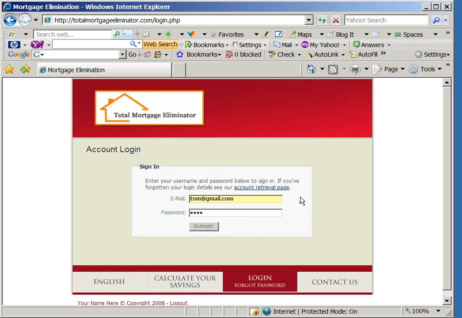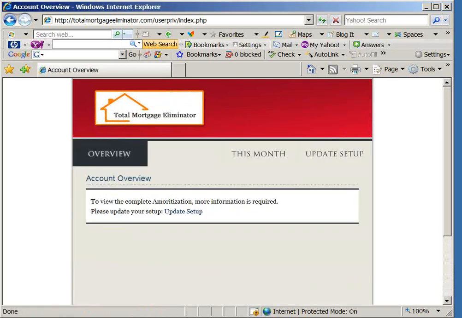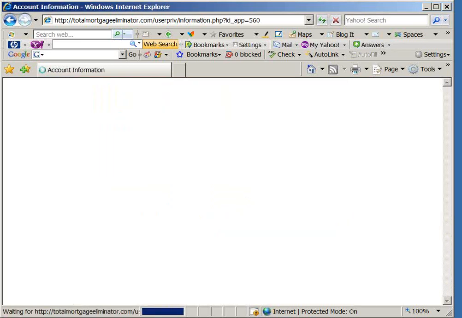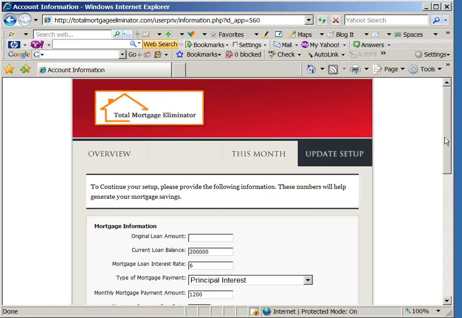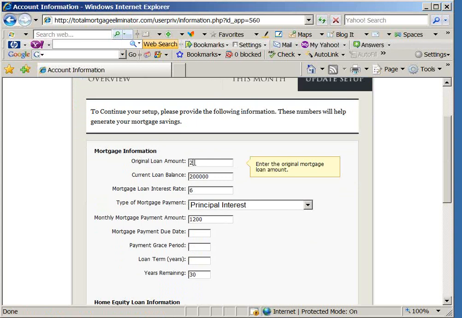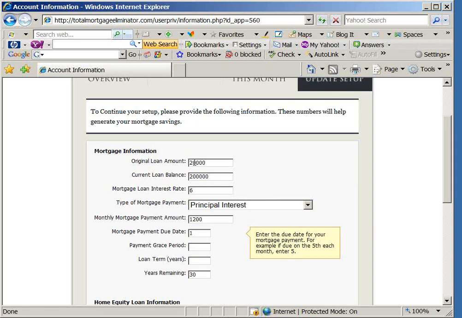The first time Tom logs back into the system, he's going to have to give us more detailed information about his finances. So we need to know his original loan amount, which is $200,000. We've captured the information that he previously put in, so we're not going to make him work hard and put it in a second time.